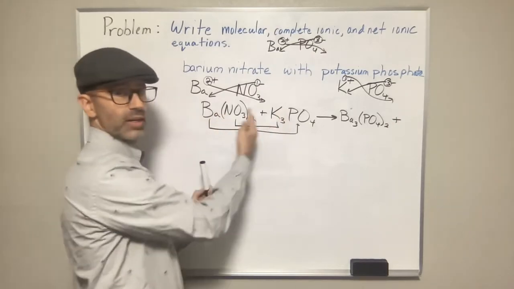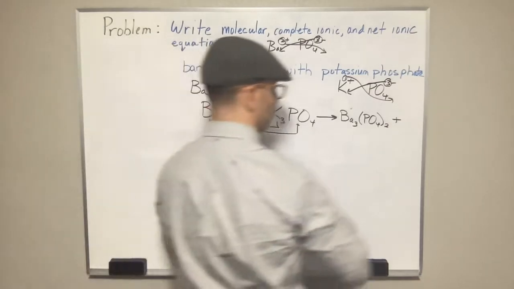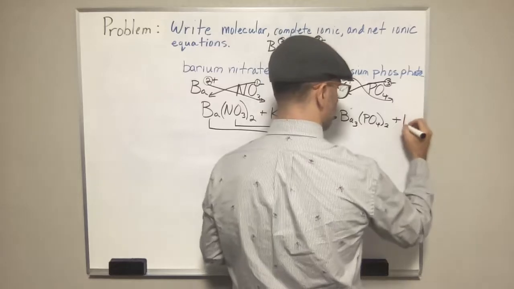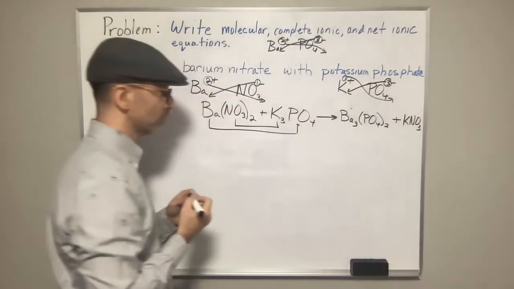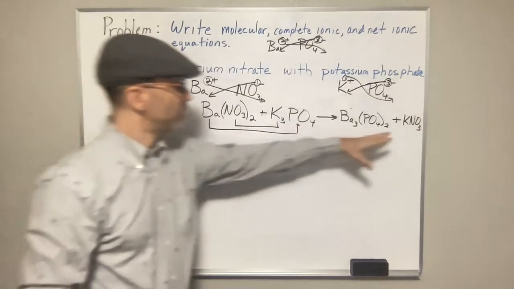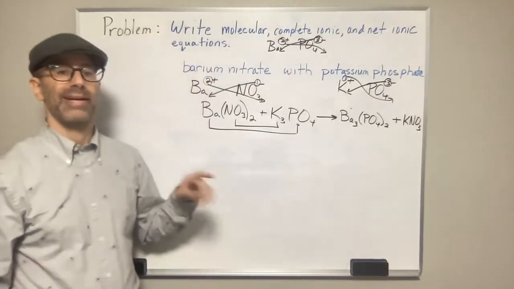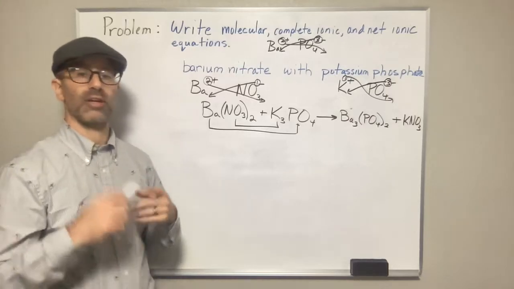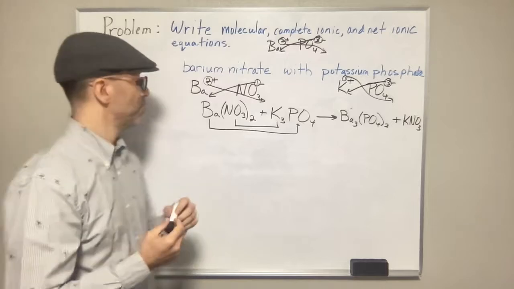Potassium is a +1, nitrate is a -1, so it's a 1-to-1, so that's easy. So we're going to have KNO3. Now we have the formulas for our products. Now we need to balance the equation and figure out what the states of matter are.